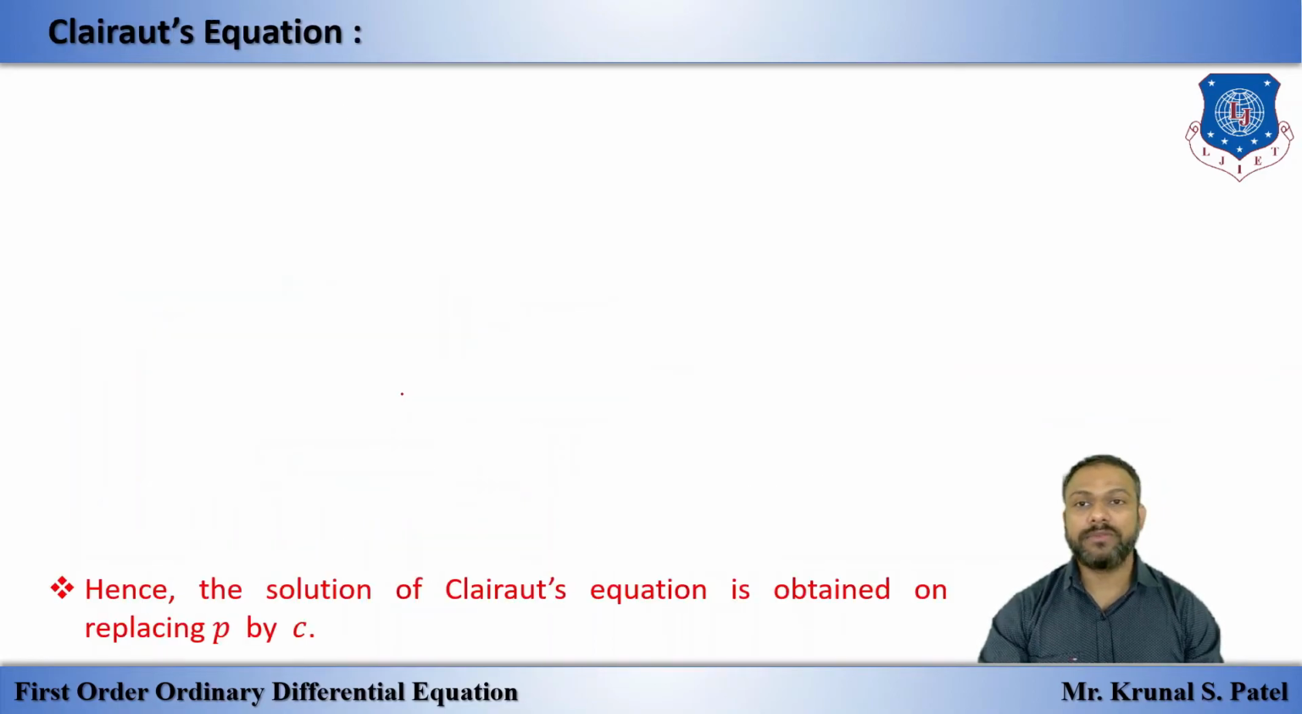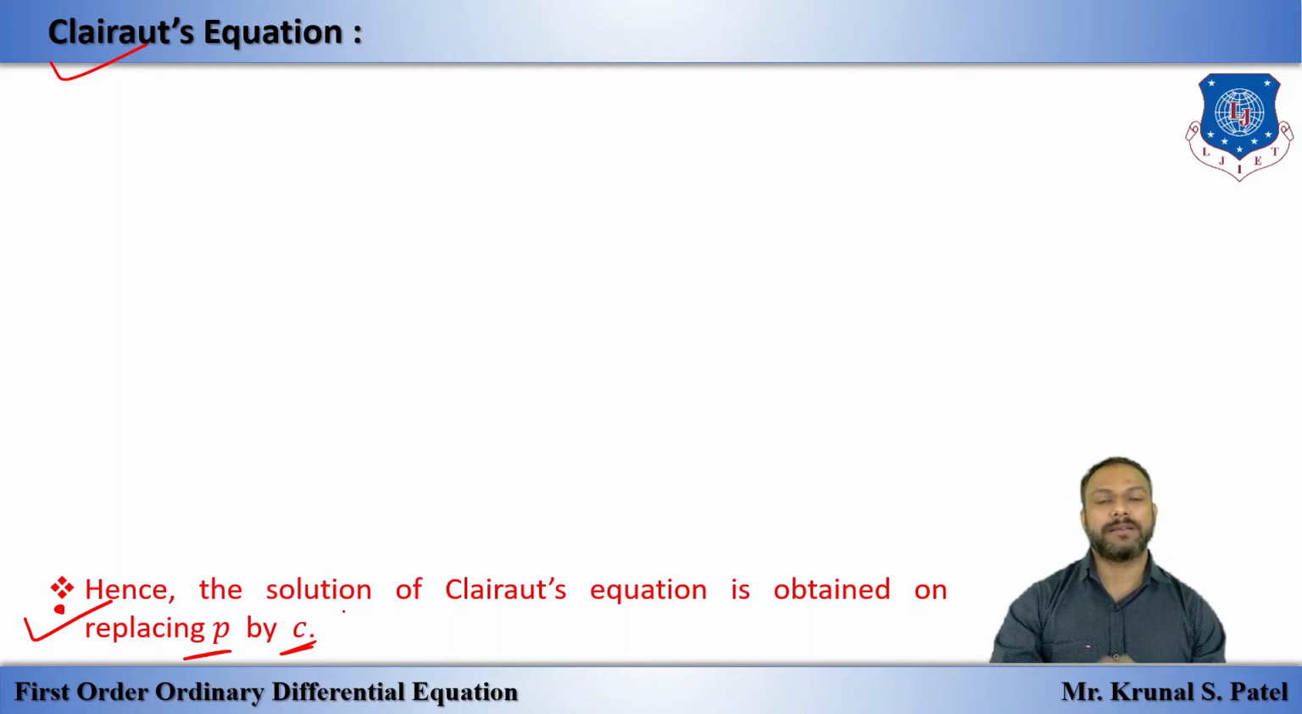Okay. Now we have one special type of equation, that is the Clairaut equation, and in this we have a direct answer. The solution of the Clairaut equation is obtained by just replacing p by c. Just we have to replace p with c. Okay, but why are we replacing these two? For that, understand this method and which kind of equation is called the Clairaut equation.